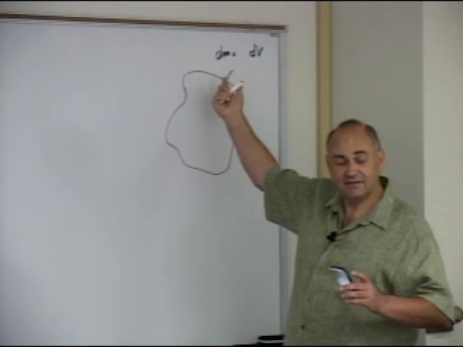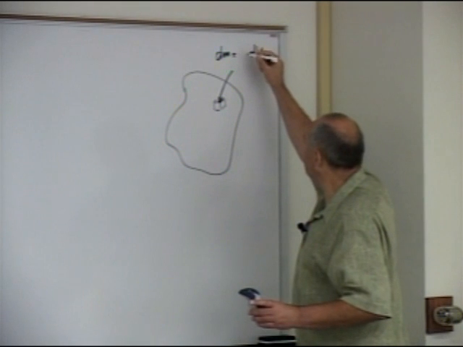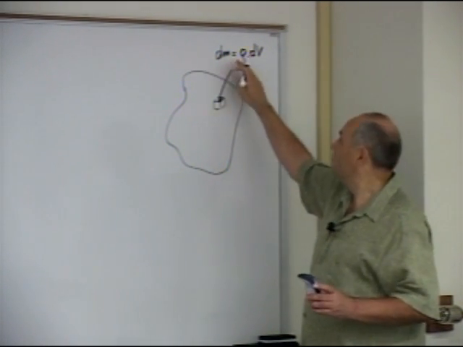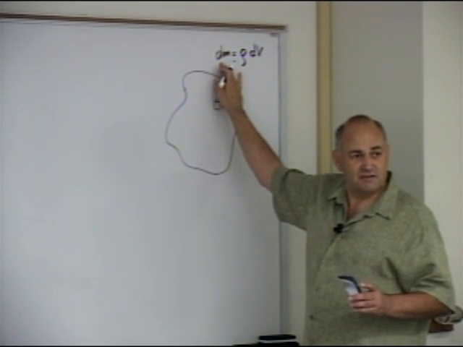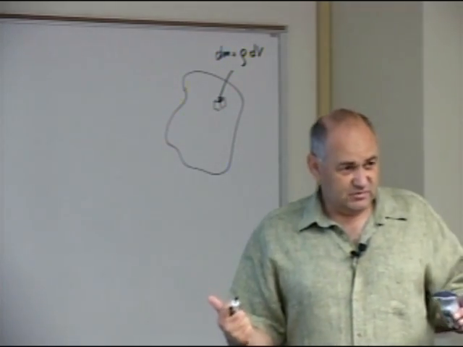Anybody? The density? The density, correct. We have to multiply volume by density to get mass. Now, let's say that object is not uniform, so that density varies from point to point. Which density should we take in that formula?